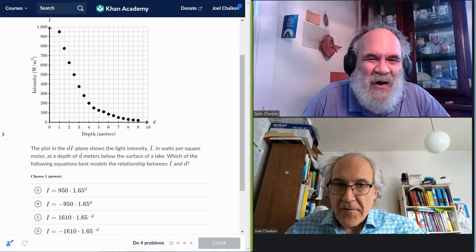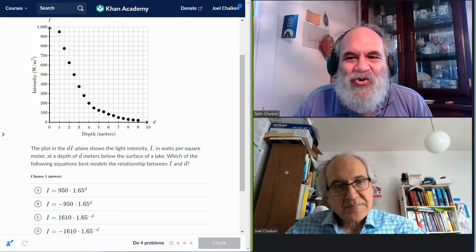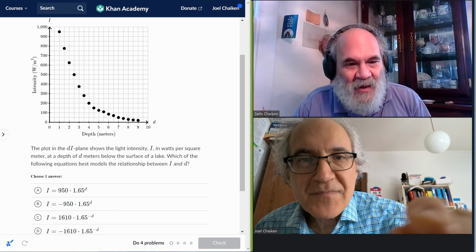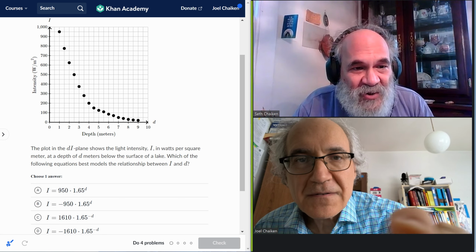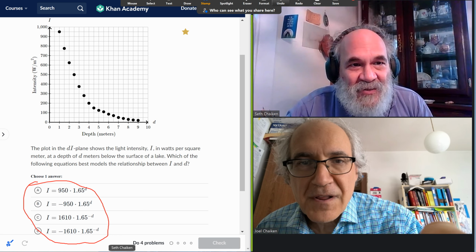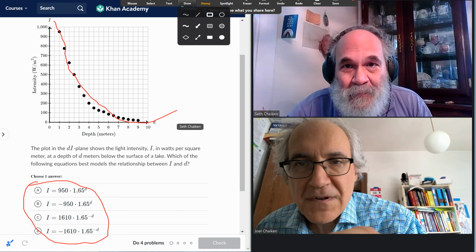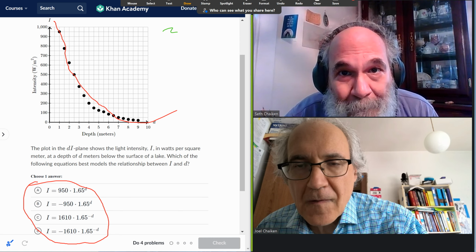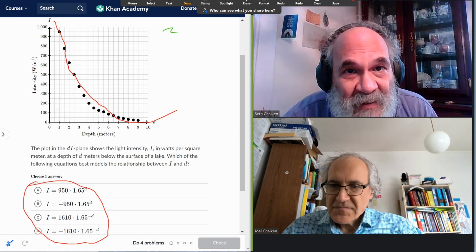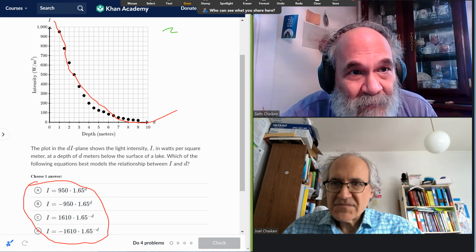So okay, here's an approach to this problem. Go ahead, I'll summarize first. My eyes looked at the answers, and then they looked at the curve. The curve goes like this. The curve goes like this.